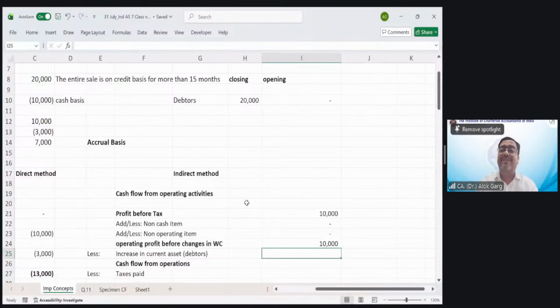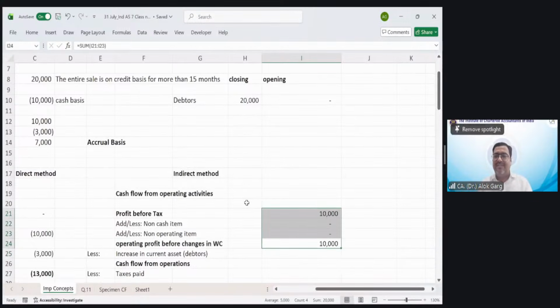Friends, if this debtor has gone up, what does it mean? It means I have made a credit sale. It means I have received less money. Yes or no? What does it mean? It means I have to deduct it because I have not received funds in the business. If debtor balance has gone down, it means you have received the money. It means you have to add back because your profit is coming.